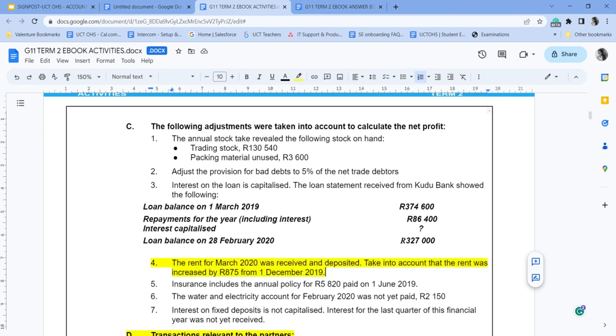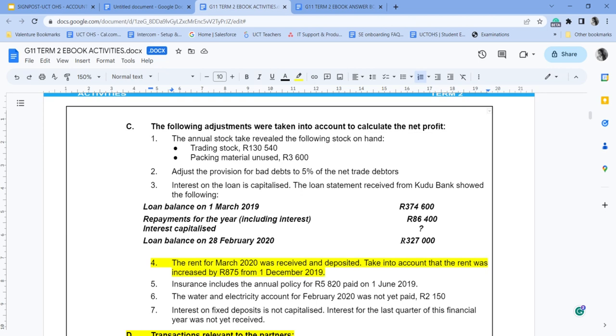So let's take a look at this information. They're telling us that the rent for March 2020 was received and deposited. Take into account that the rent was increased by 875 rand from 1 December 2019. Okay, so there are two critical things that you have to take into account here. One is that the rent has been received in advance for an extra month. You get it? And then the next thing is that it was increased on the 1st of December 2019.